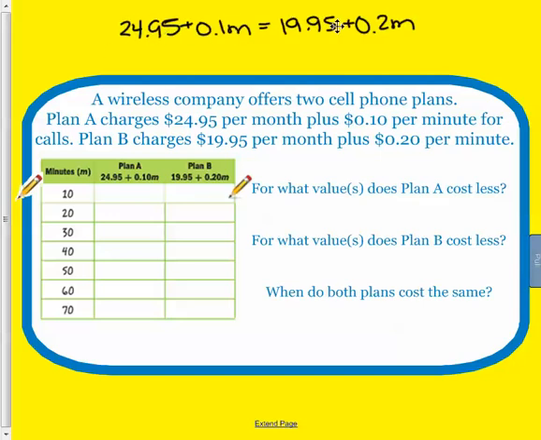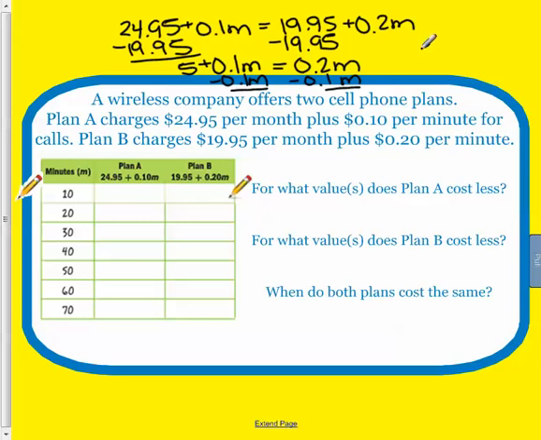Okay, so the first step is to write the equation for both and set them equal. I'm going to take $19.95 away from both of these. When I do that, I get 5 plus 10 hundredths minutes equaling 2 hundredths minutes. Take the 10th of a minute away. I don't know why I'm saying hundredths, sorry about that. Take that both away, and you're left with 5 equaling 1/10 per minute. Divide by 1/10 on both sides, and we're left with m equaling 50.